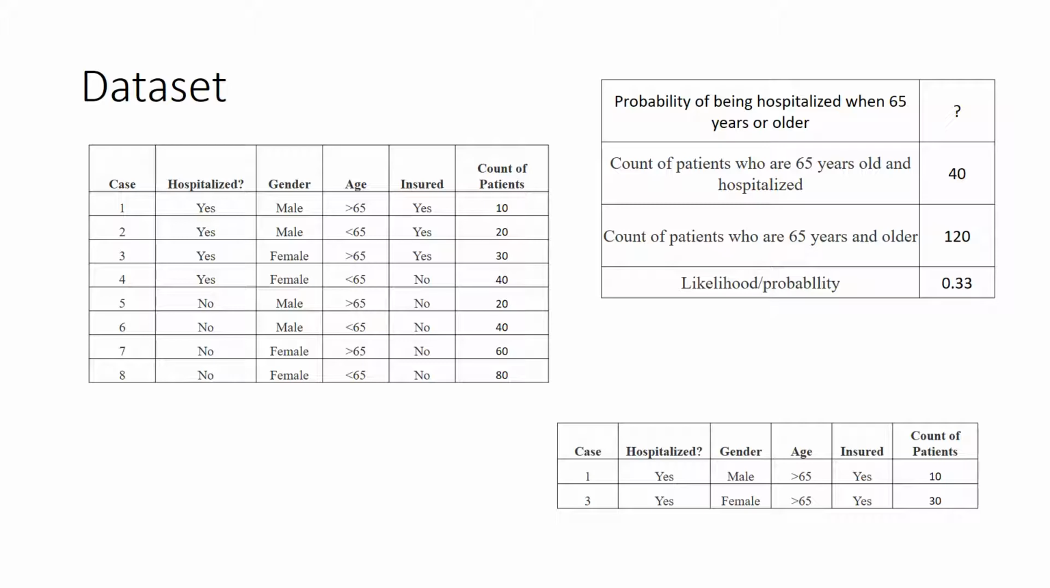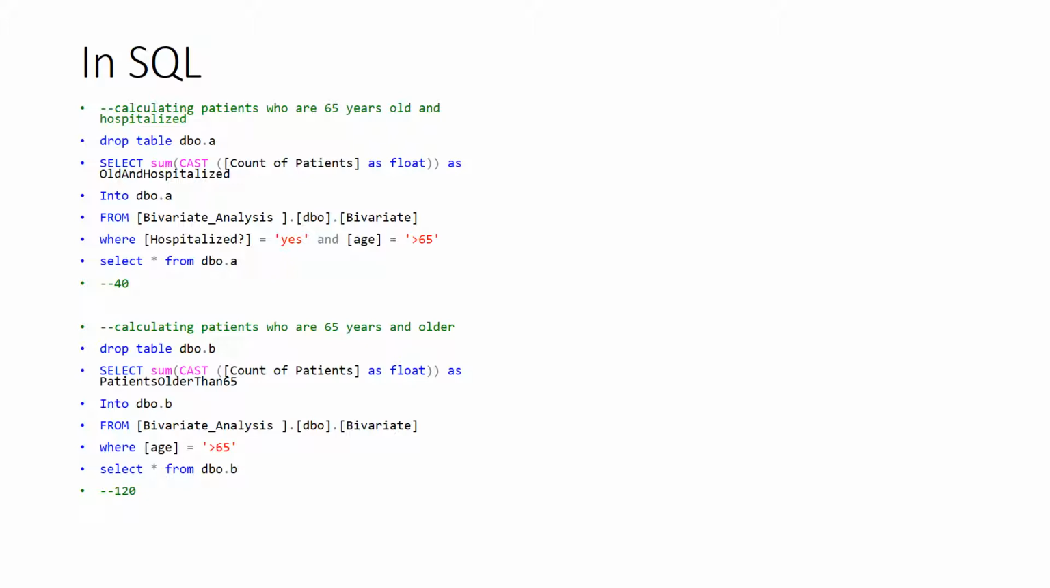And here, since we're calculating the probability of being hospitalized when 65 years or older, we need the count of patients who were 65 years and hospitalized. It is 40, and then the total count of patients who were 65 years old or older. So it was 120. So the probability was calculated simply by dividing 40 over 120. So the same question, I will be doing it in SQL as well.